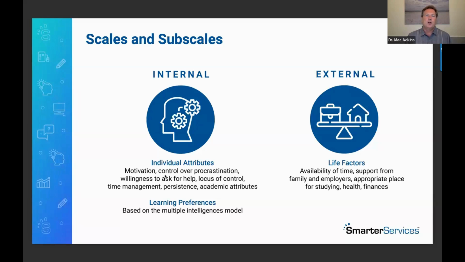We also look at the learner externally. We call that one life factors. That's what's going on in their life. How much time do they have to study, support from family, support from employers, general health, finances. It's really an environmental scan of what's happening in their life.